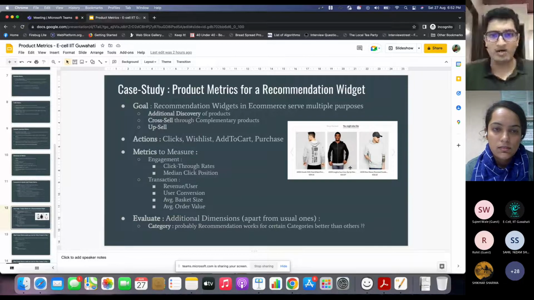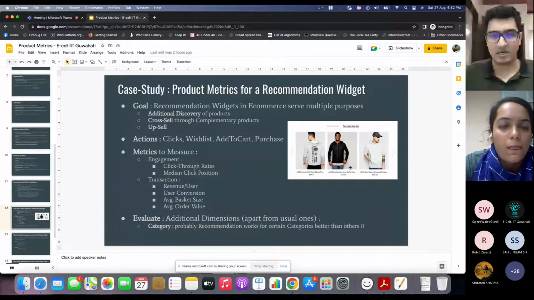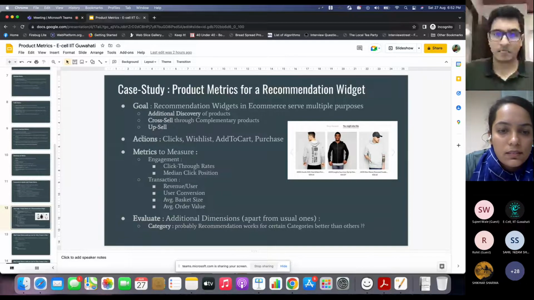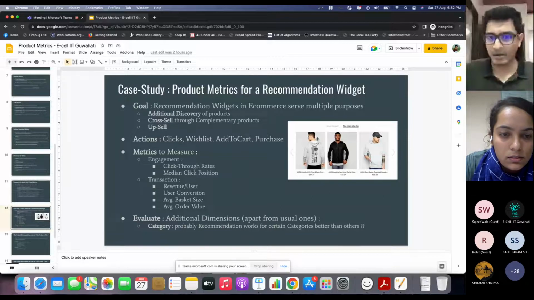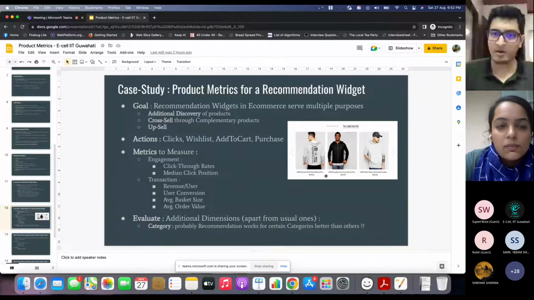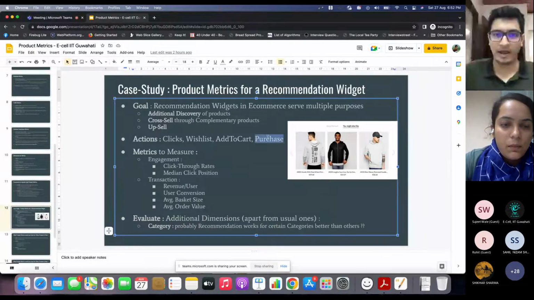Or upsell is trying to show them, let's say, a higher priced or better quality or better branded products, right? So those are your goals. Now, actions that the user can do: users can click, or let's say wishlist your product, or add to cart any particular product, or purchase. So these are the user actions, right?